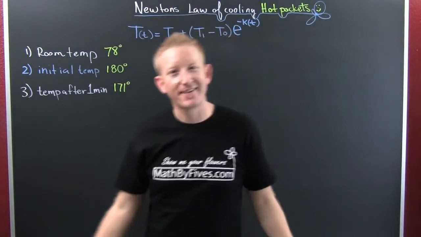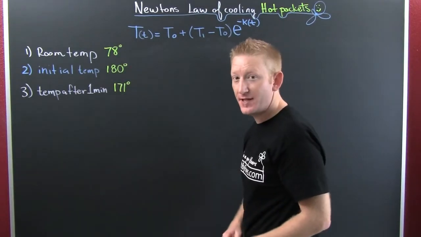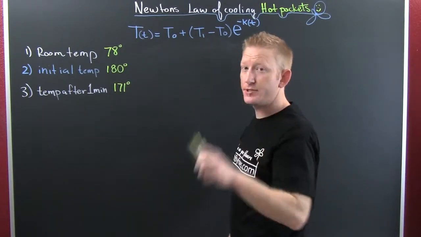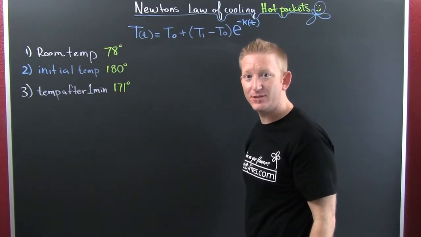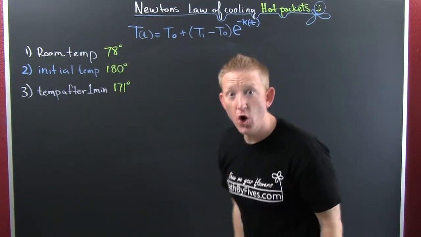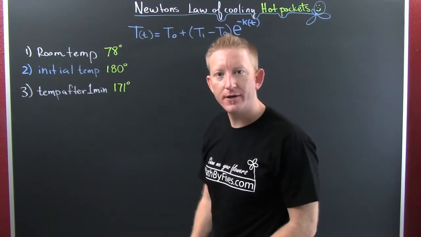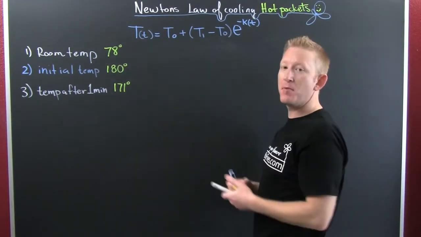Okay. Our second reading was 170 degrees. That was after 1 minute. Looked more like 171. So let's do the math. Our initial room temperature was 78. That's the surrounding area. Our initial temperature of our hot pocket was 180 degrees. The temperature after 1 minute went all the way down to 171 degrees, which is still way too hot to eat. So let's make a model.